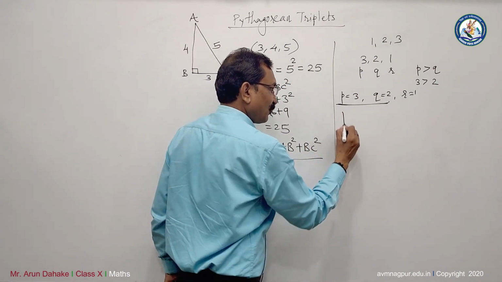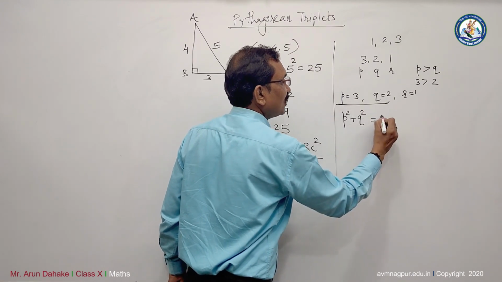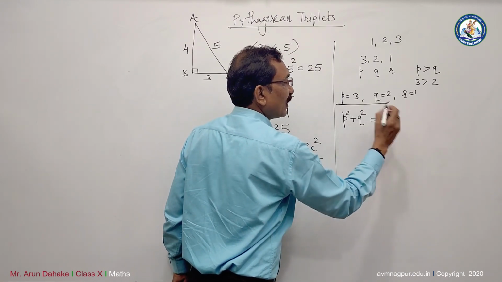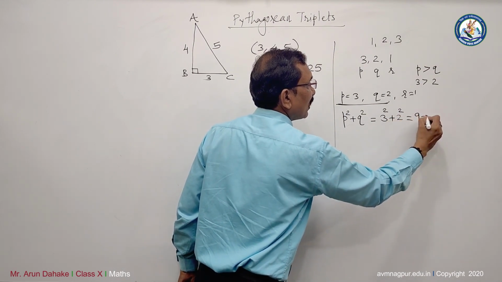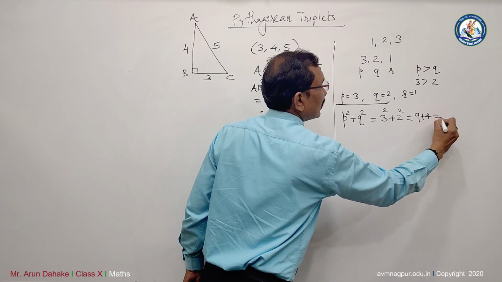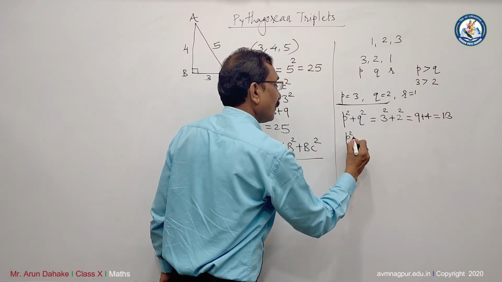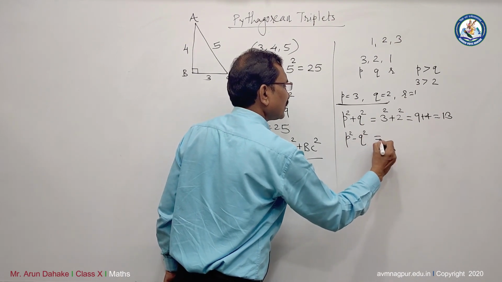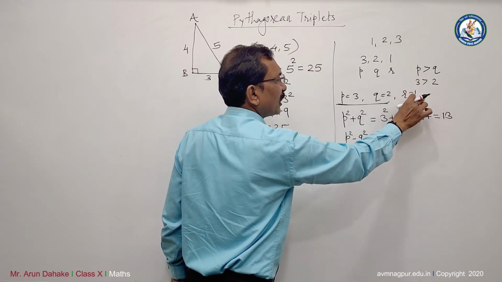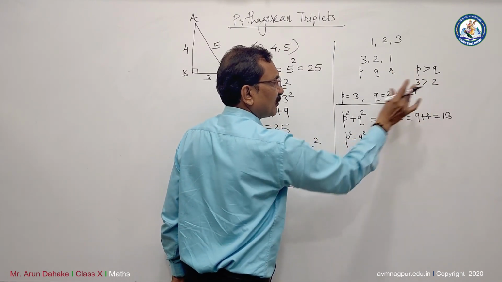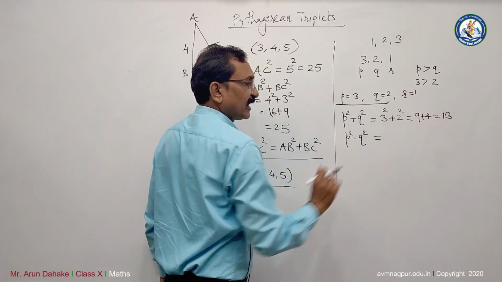Now find first P square plus Q square. P square means 3 square, plus Q square means 2 square. 3 square is 9, 2 square is 4, and that is equal to 13. Then find P square minus Q square. These are the short tricks. Just take those two numbers. Leave R; don't use R equal to 1, because it's the smallest number. Only compare the two numbers. The first number should be greater than the second one.